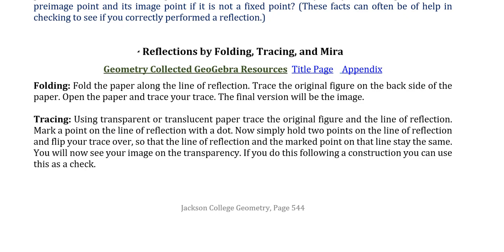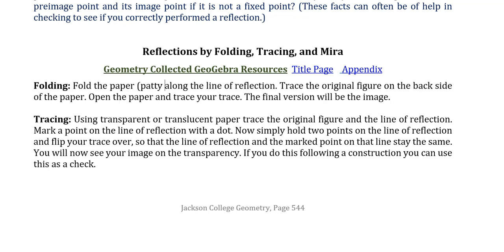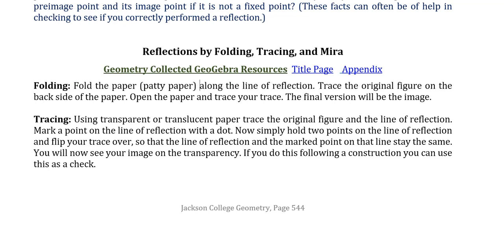We can do reflections by folding, tracing, and using a mirror or a georeflector. For folding, we can fold the paper along the line of reflection, trace the original figure on the back side of the paper, open the paper, and then trace your trace. And for example, this works for patty paper. As you can see through, it works really well.